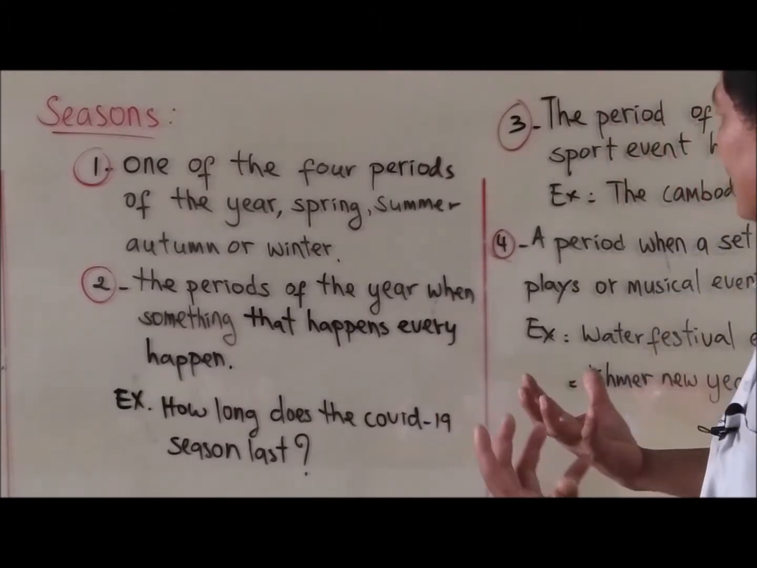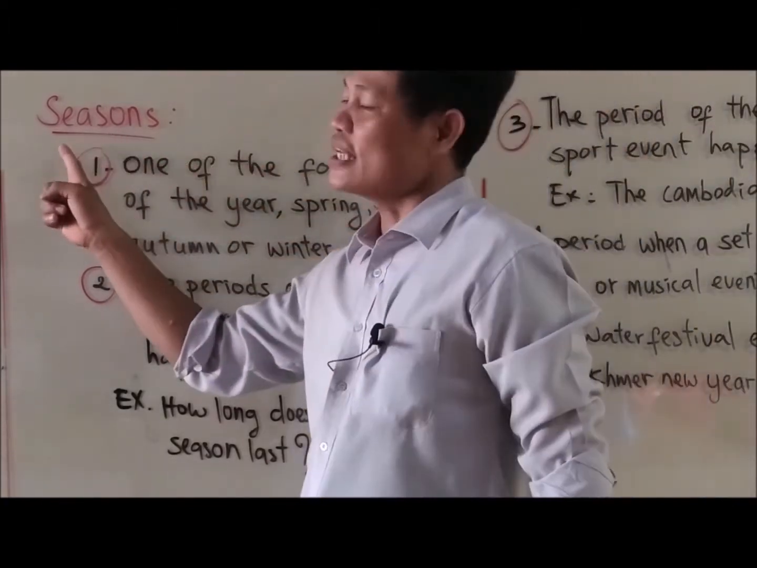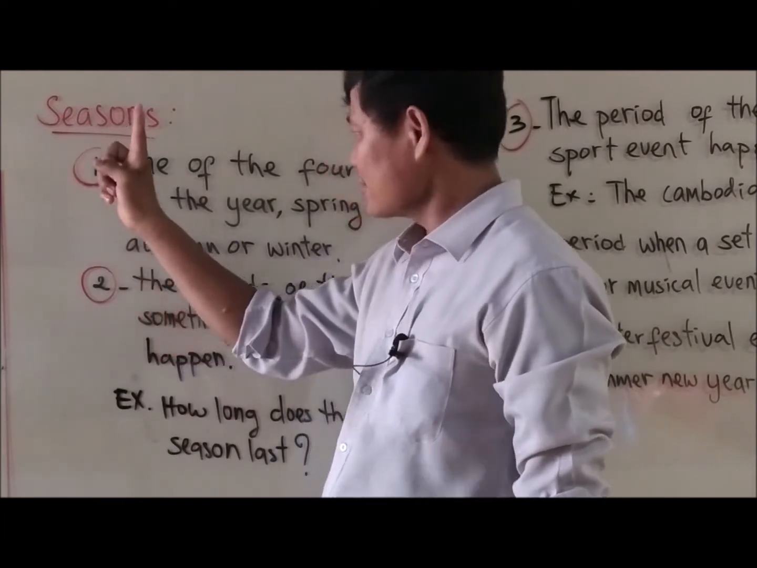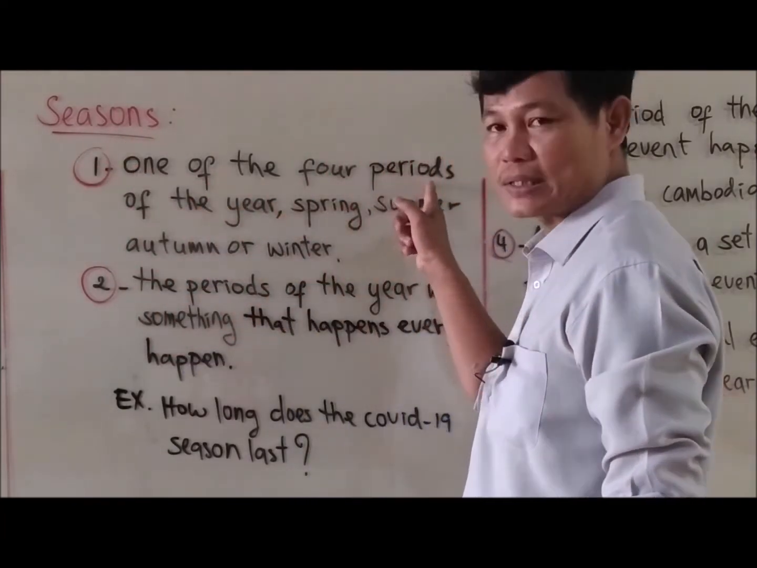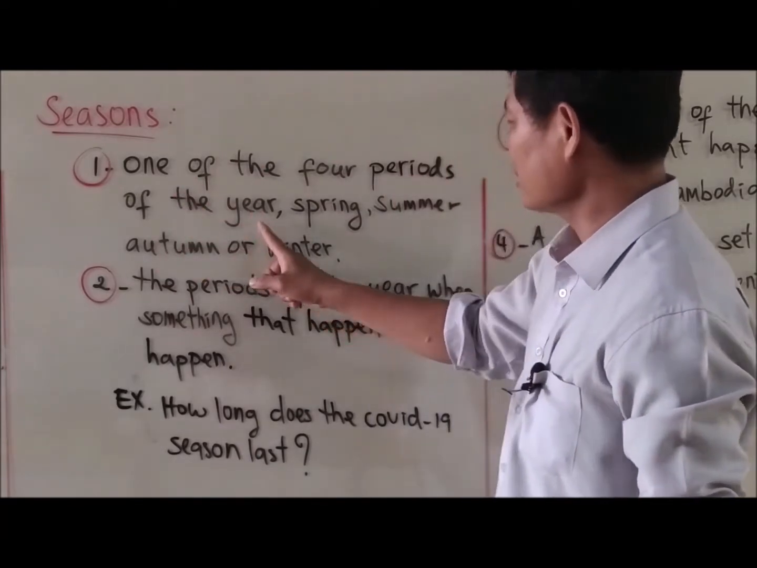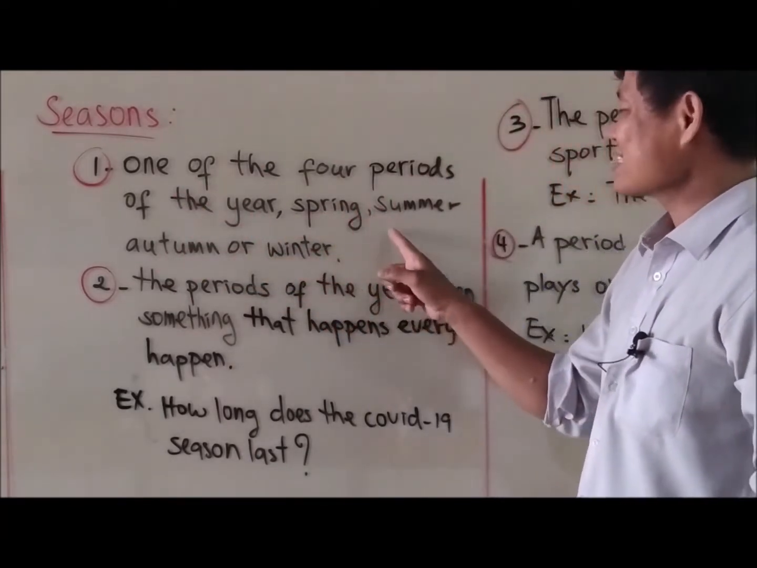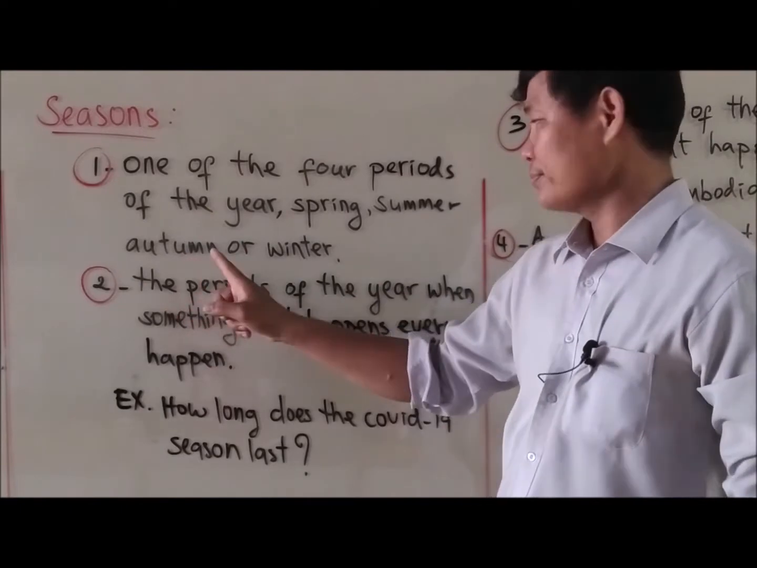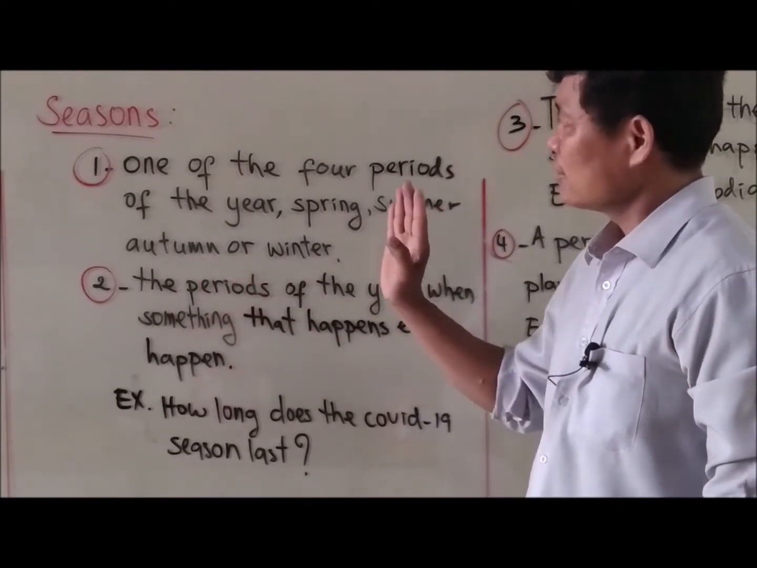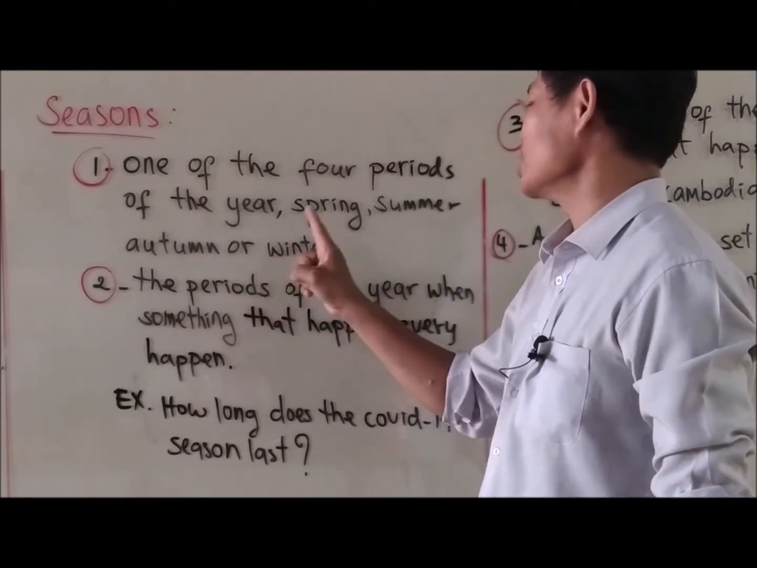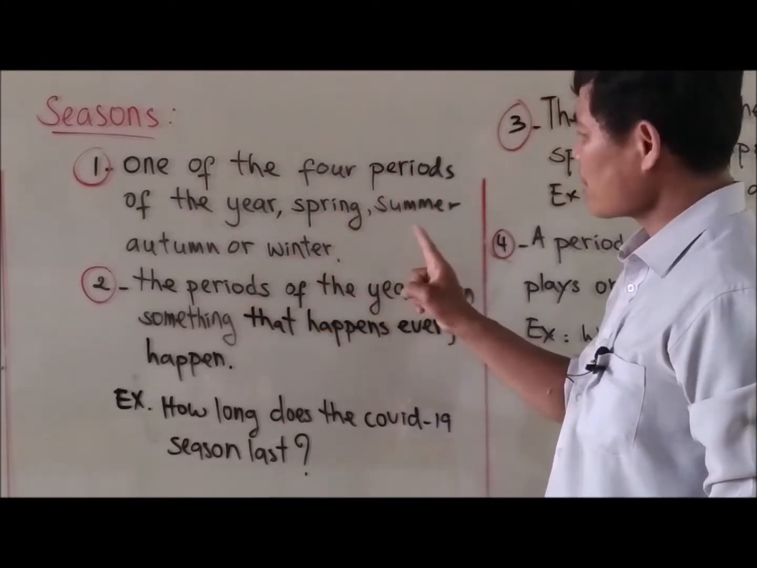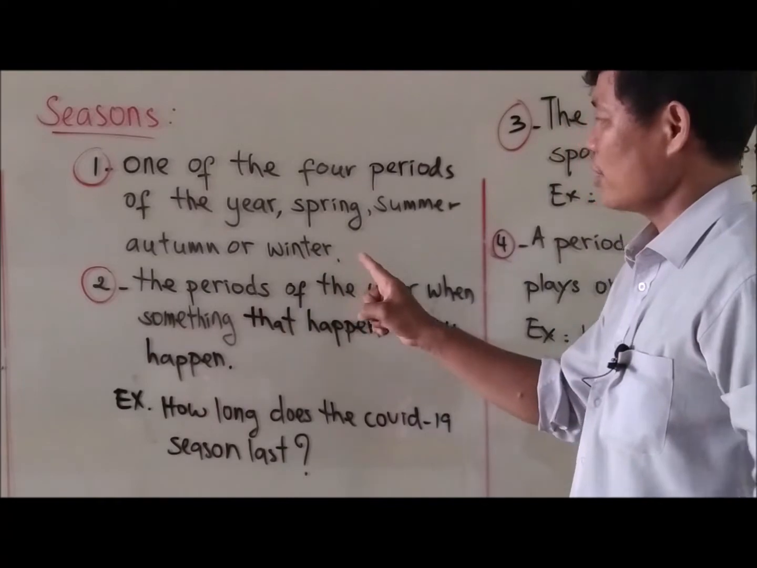The word season means one of the four periods of the year, like spring, summer, autumn, or winter. One of the four periods of the year: spring, summer, autumn, or winter.